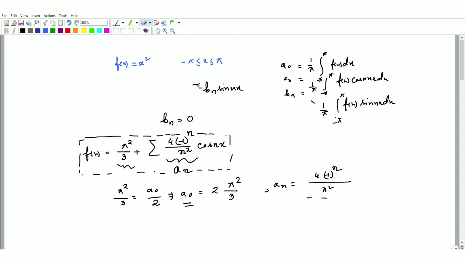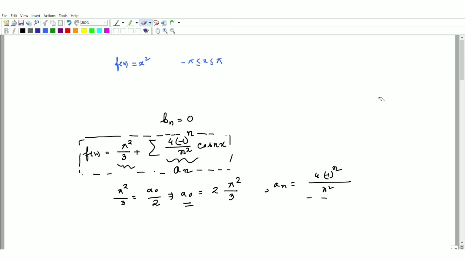Since the function is given in terms of the variable x, we will write down Parseval's identity where the limit was given from minus pi to pi: 1 by pi integral of f(x) square dx equals a naught square by 2 plus summation of an square. Since it is an even function, we write only the coefficient an. Another coefficient bn will be 0, as I have already mentioned.